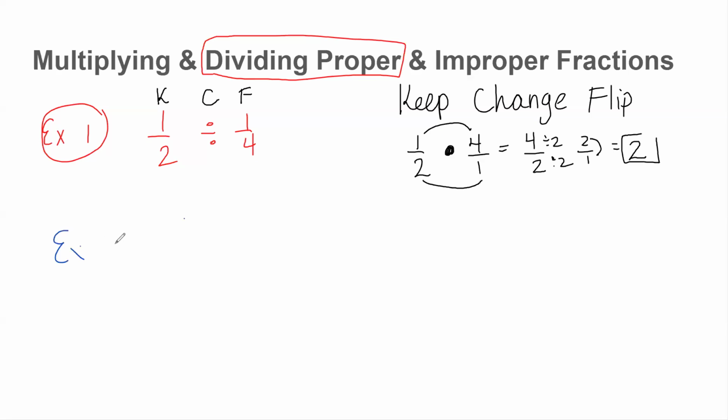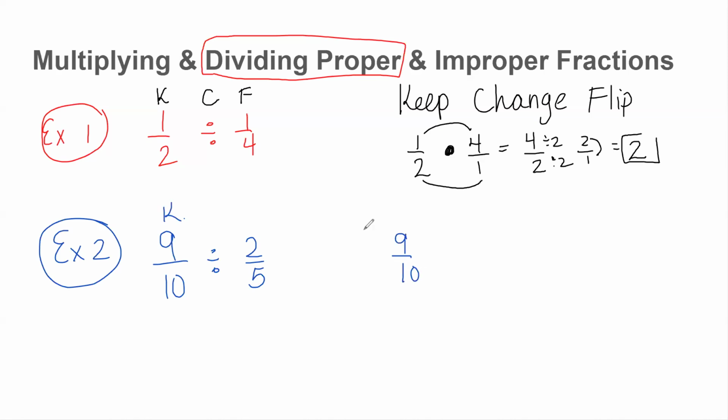Okay, let's try that again. Example 2, let's do 9/10 divided by 2/5. We're not actually going to do that problem. We're going to keep this one. So we're going to keep the 9/10, change this to a times, flip this one upside down. Okay, so that's why I had to teach you multiply first, because every single one of these division problems is going to turn into a multiplication.